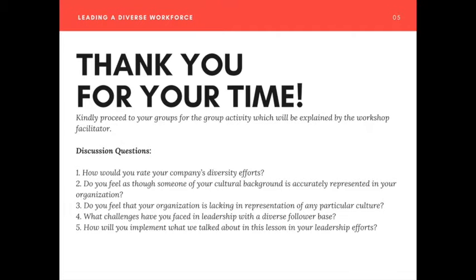1. How would you rate your company's current diversity efforts? 2. Do you feel as though someone of your cultural background is accurately represented in your organization? 3. Do you feel that your organization is lacking in representation of any particular culture? 4. What challenges have you faced in leadership with a diverse follower base? And 5. How will you implement what we talked about in this lesson to your leadership efforts?